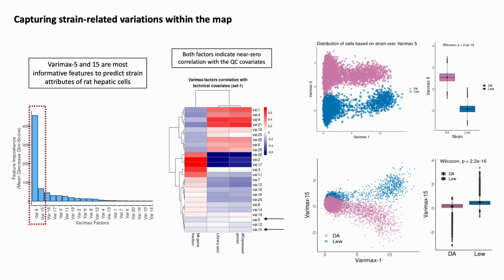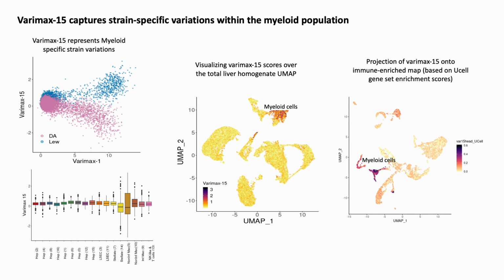The strongest strain-specific signal is observed with Varimax-PC5. The top genes associated with this factor are hepatocyte markers, such as ApoC1 and cytochrome P450 genes, which indicates that this cluster mainly represents strain variations within the hepatocyte populations. The second strongest strain-specific signal is Varimax-PC15, which is mainly associated with myeloid population of both rat livers, as confirmed by the presence of myeloid markers among the genes with the strongest association with this factor.